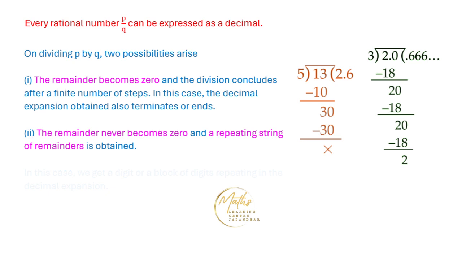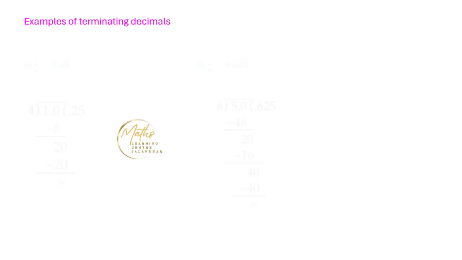So what we can note from this case is that we get a digit or a block of digits repeating in the decimal expansion. In this particular example, this 6 is repeating again and again. Now we give some more examples related to terminating decimals and non-terminating and repeating decimals. The first example we have over here is the number, say 1 by 4.